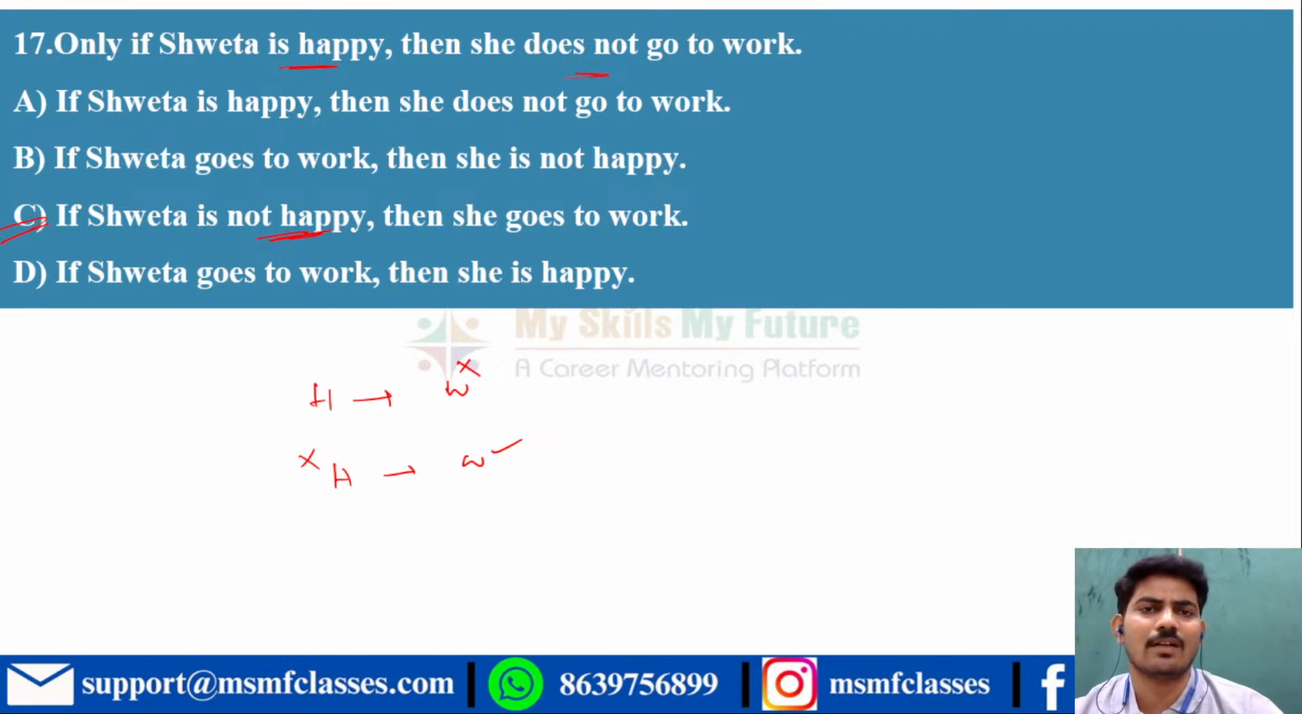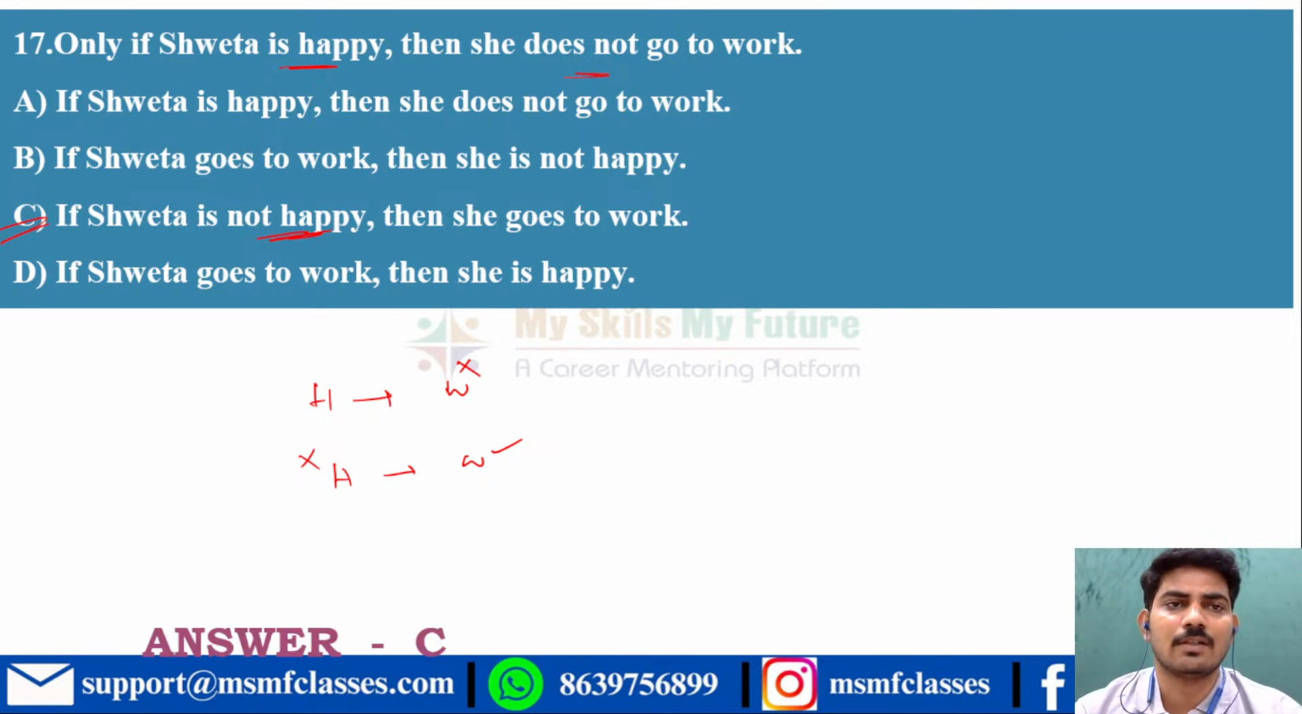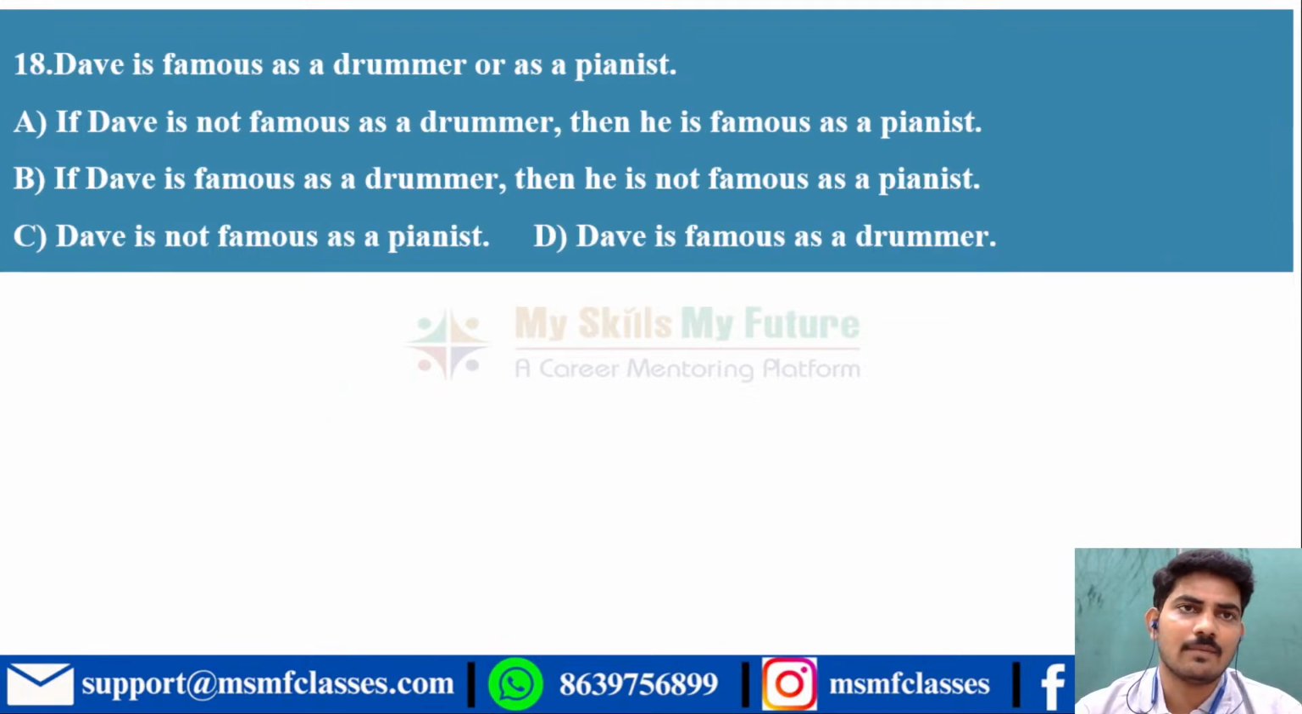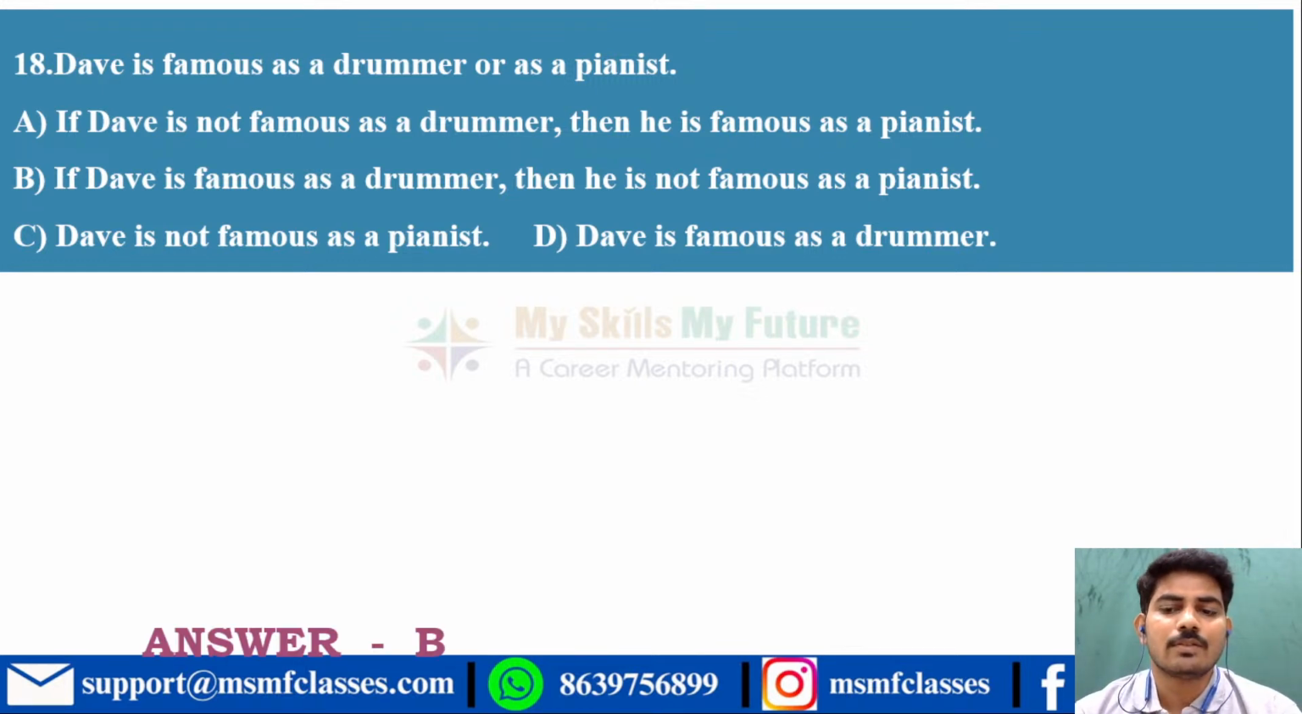So these are propositional or statement based questions. All you need to do is observe the statements carefully and check the correct answers. This is also a very similar kind of question. Dev is famous as a drummer or a pianist. If Dev is famous as a drummer, then he is not famous as a pianist. So he has only one profession. If he is good at one profession, he must not be good at the other. If he is not famous as a drummer, he is famous as a pianist. These are typically logic based questions.